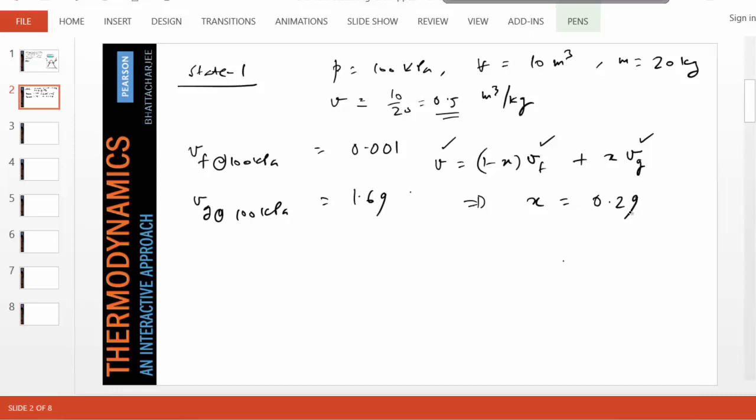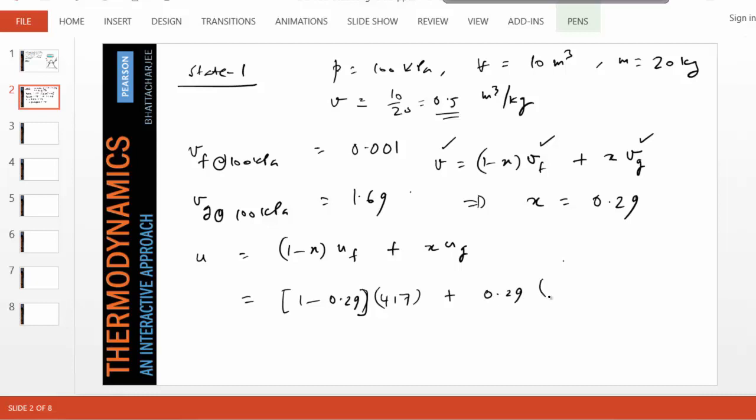Now that we know the quality, we might need U and S because the energy and entropy equations contain those. So let's be proactive about it. U for this mixture is going to be (1 minus x) times Uf plus x times Ug. Again, I've already picked up the numbers. 1 minus 0.29, Uf is 417, and 0.29, Ug is 2506. So U becomes 1033 kilojoule per kg.